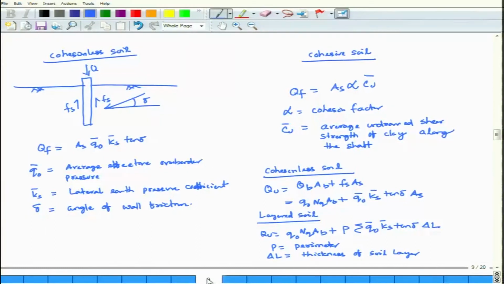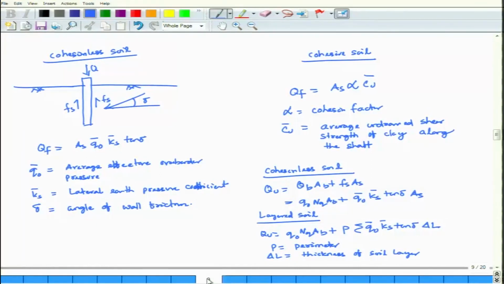Now, for base resistance for cohesionless soil, frictional resistance is your AS Q0 prime Ks prime tan delta. Q0 prime is your average effective overburden pressure along the shaft length, Ks prime is your lateral earth pressure coefficient, delta is your angle of wall friction. For cohesive soil, QF is equal to AS alpha Cu bar. Alpha is equal to cohesion factor, Cu bar is equal to average undrained shear strength of clay along the shaft.